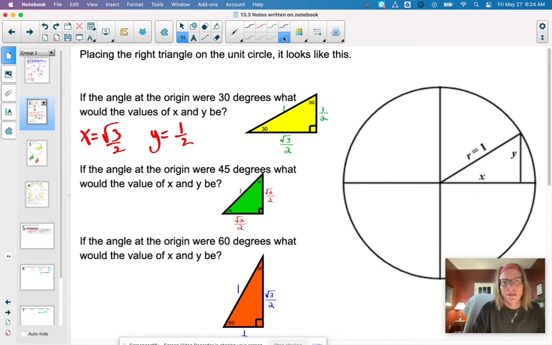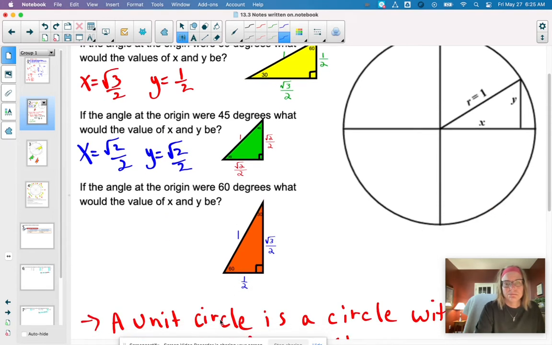And next one, if the angle at the origin were 45 degrees, what would be the values of x and y? Well, again, x is root 2 over 2, and y is root 2 over 2. And if the angle at the origin were 60 degrees, what would be the values of x and y? X is the horizontal, and y is the vertical.